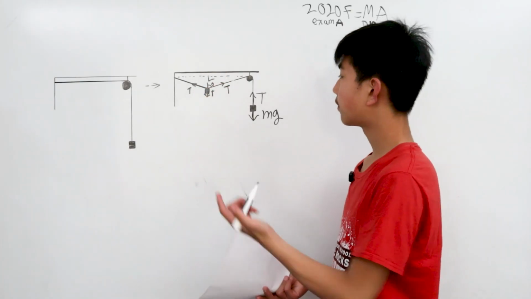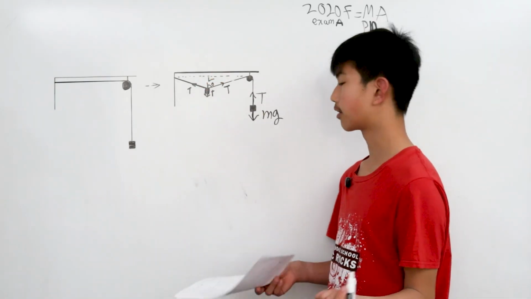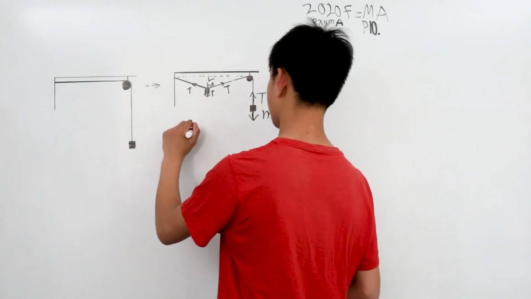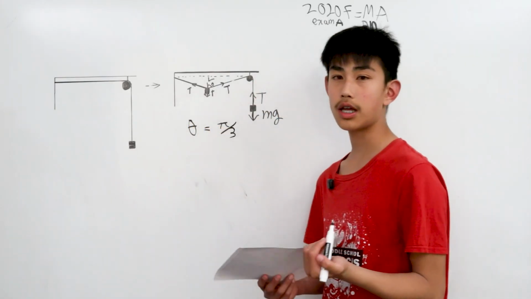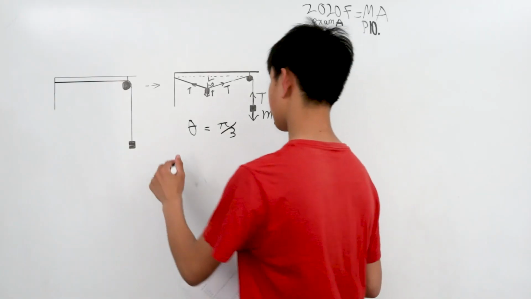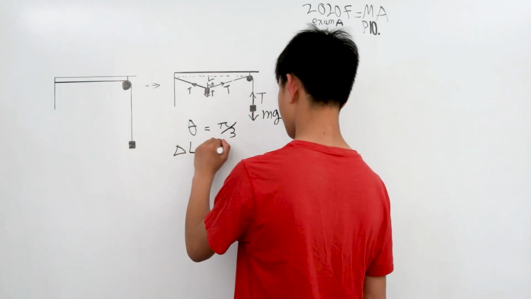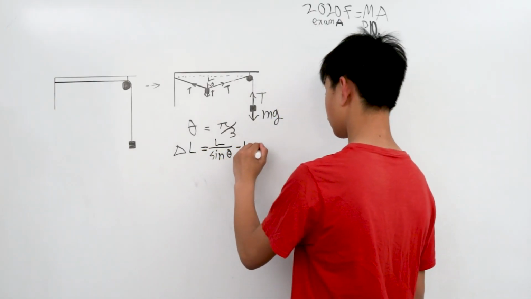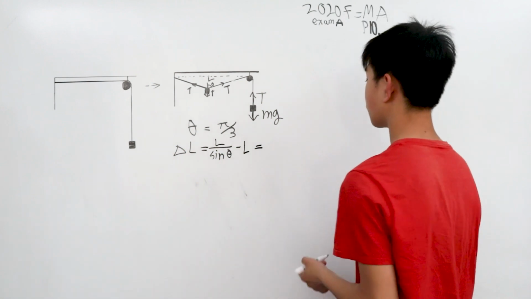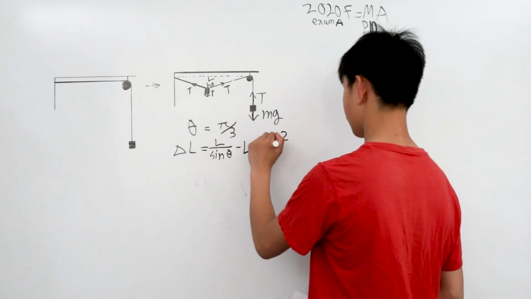So from this, since theta can be split into 3 parts to make 180 degrees, we get that angle theta is equal to pi over 3. It is then that the change in length is equal to L over sine theta minus L. We can then factor out an L here and plug in theta is pi thirds to get 2.